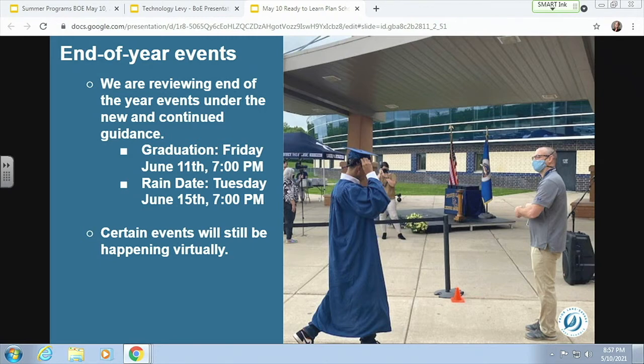The one change that we are making this year is in case of rain, which has never happened, knock on wood. In case of rain, we don't want to move inside, so we're creating a rain backup date. That date is going to be Tuesday, June 15th, once again outside at Dan Patch Stadium. As we continue to look at those end of the year events, there are some events that we're finding we will keep in the virtual format, and each building will be sending out information on those events as we get closer to the end of the year.